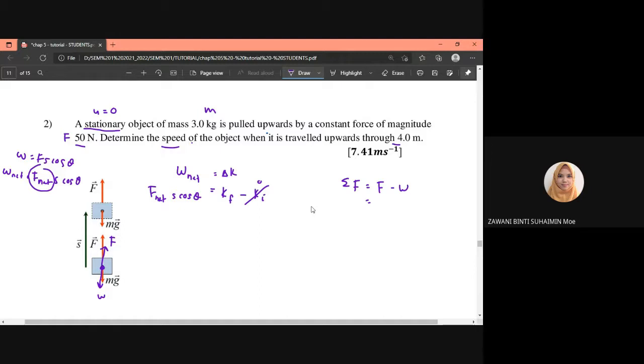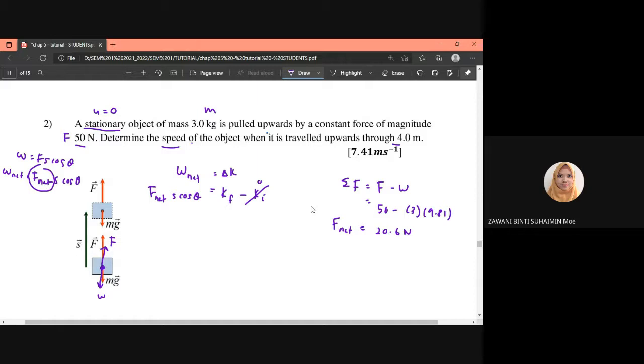Okay, so external force dah diberi, value dia adalah 50 Newton. And weight is equal to mass darab dengan gravity, iaitu 3 darab dengan 9.81. Okay, so my answer here is equal to 50 minus 3 times 9.81. It's equal to 20.6 Newton. Okay, so that is my force net, iaitu total force acting in the system.